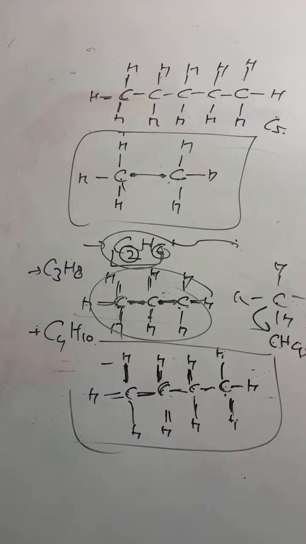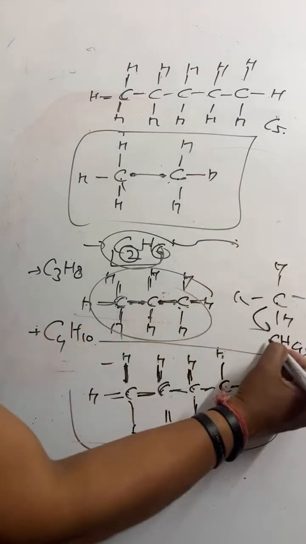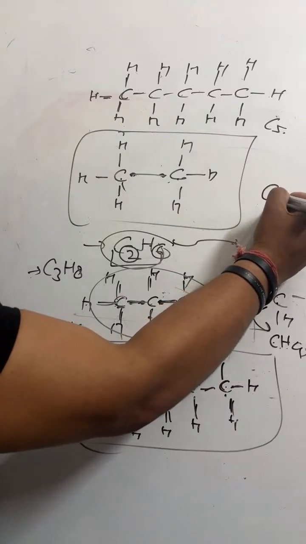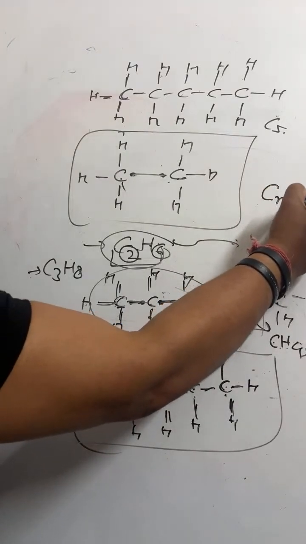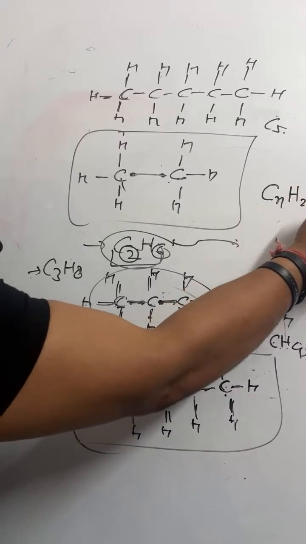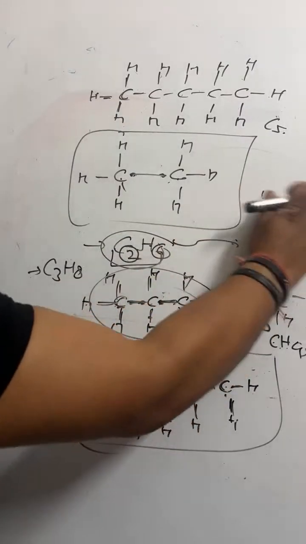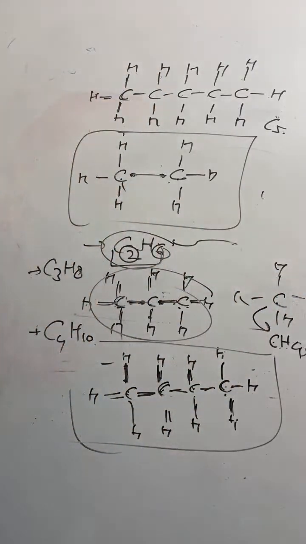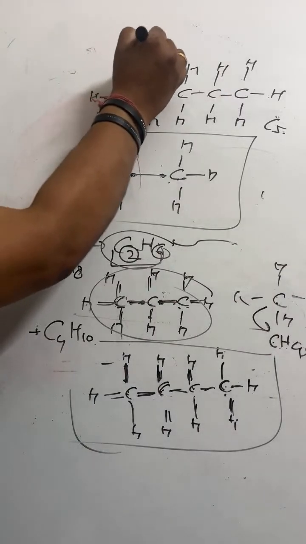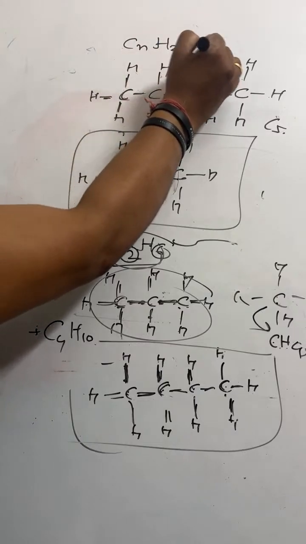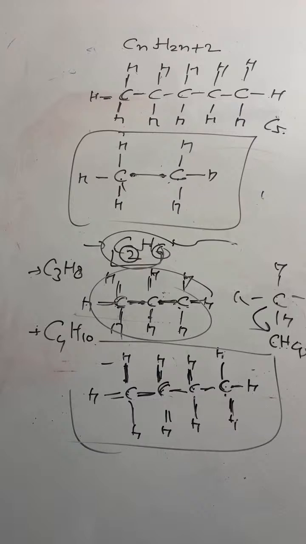The logic is very simple. Yes, H12. Very nice, because the rule is very simple. For CH4, you can make this type of rule: CnH2n plus 2. This is the rule. This is the formula. I am writing it again on this side so you will see it properly. This formula is CnH2n+2.